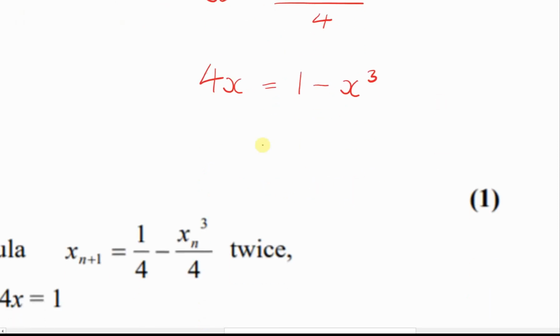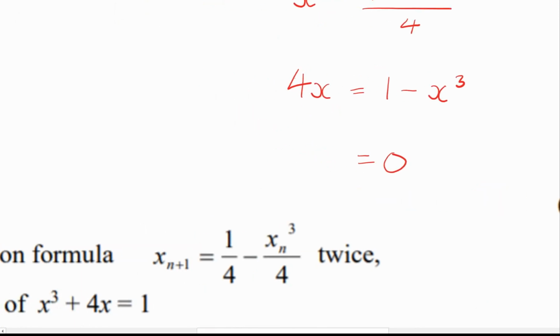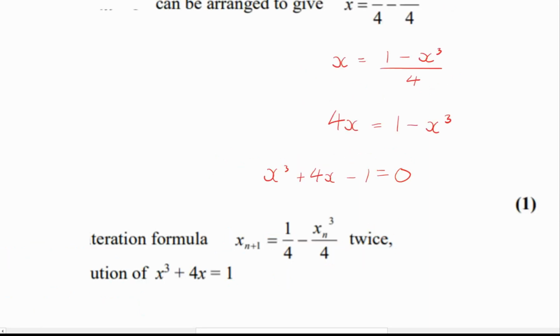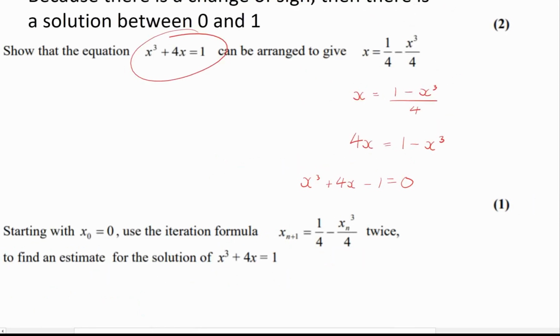And I'm going to make it all equal to 0. So I bring everything across the left-hand side, which flips the sign for the x cubed and for the 1. So now it's x cubed plus 4x minus 1 equals 0. That's the same as that. Possibly I should have left a 1 across to make it look exactly the same.